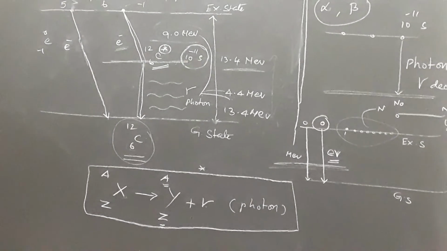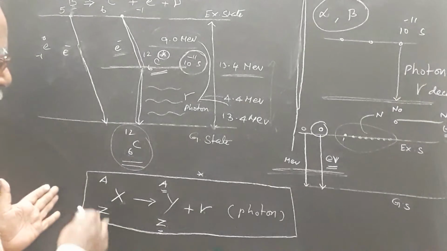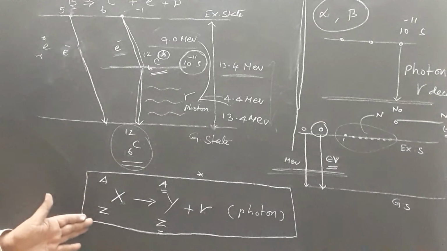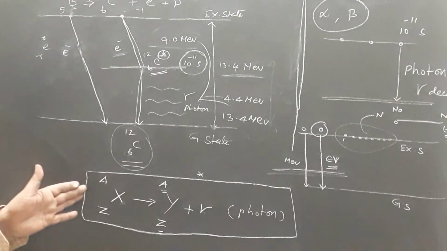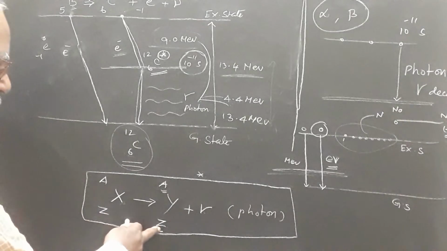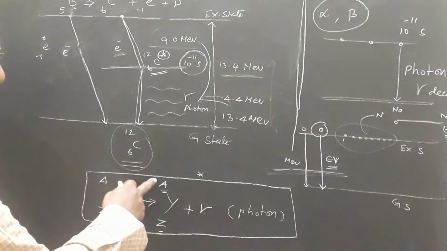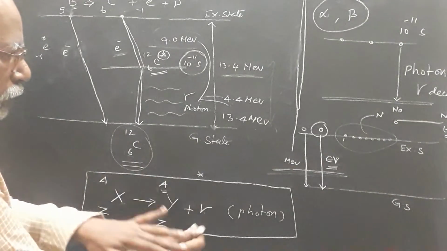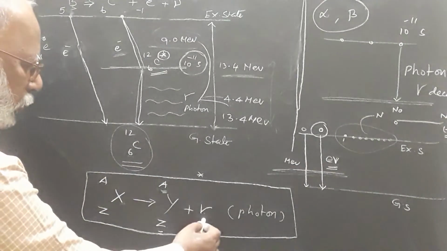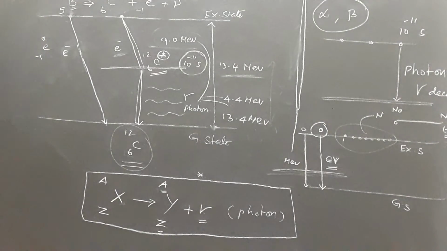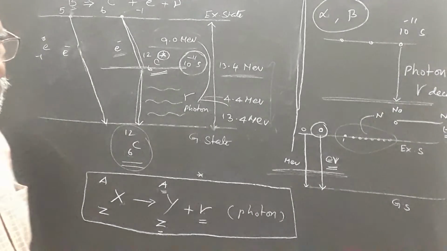I hope you understand clearly about gamma decay: without changing the atomic mass and without changing the atomic number, the atomic number remains constant and the atomic mass number remains constant, but an element may be converted into another element with the emission of gamma radiation or photon. This is called gamma decay. I hope you understand clearly.